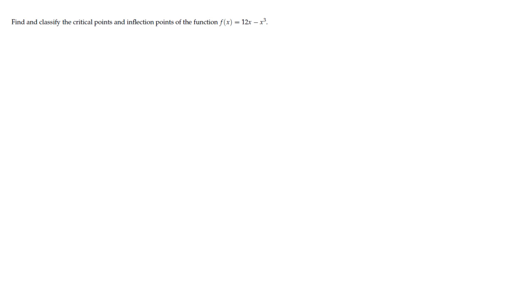In this video, we're going to talk about the distinction between critical points and inflection points and how you find each of those and how you classify them. So first, just a little bit of clarification. What does it mean to classify critical points? It means to classify each critical point as being either a local maximum, a local minimum, or none of the above. A critical point could be neither of those.